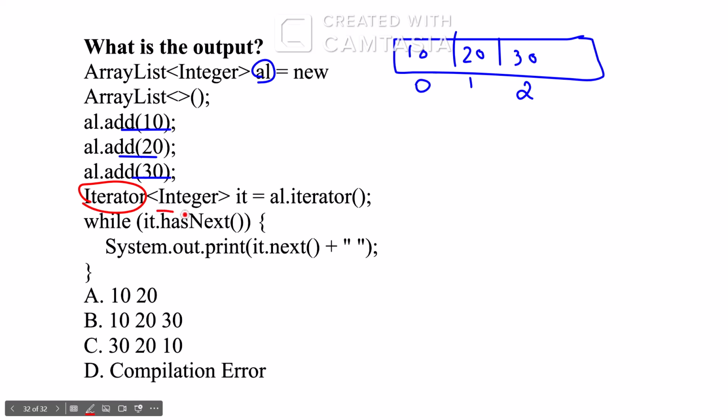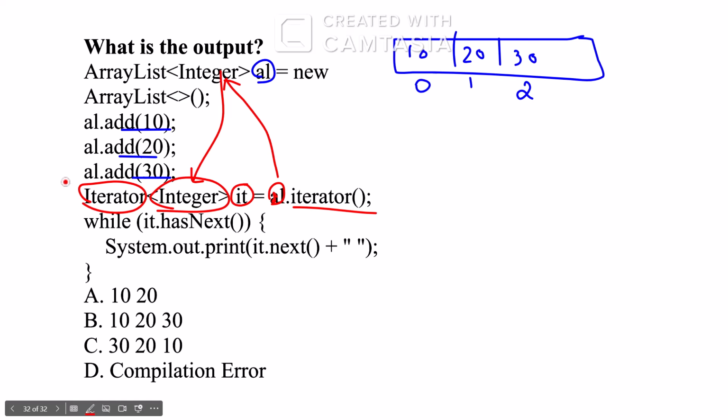Then Integer is the data type of that array list, because I'm going to create an iterator for this AL. So the data type of this AL array list is Integer. That data type also should be given here, because I'm going to create a separate iterator for this AL object, the array list object. Then IT is the iterator name we are giving. Then we create an iterator for the object AL. So iterator is a function. Now we have successfully created an iterator for this object AL.